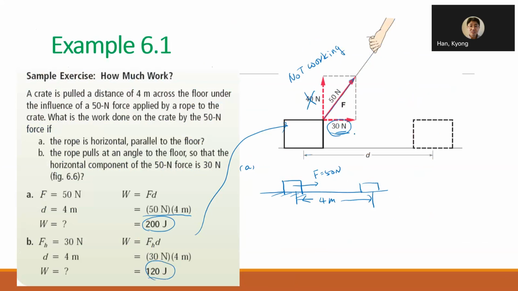Then in the two cases, A and B, the work in B is less than in A. The work in A is 50 times 4, which is 200 joules. But in B the work is only 30 times 4, only this component does work, 120 joules, right? Even with the same force applied, the work is different, because it depends on the direction of the force applied to the object.